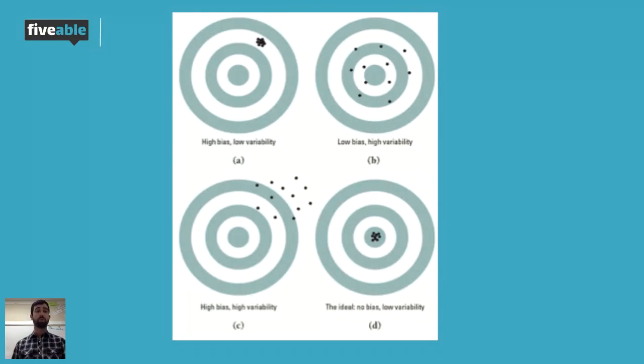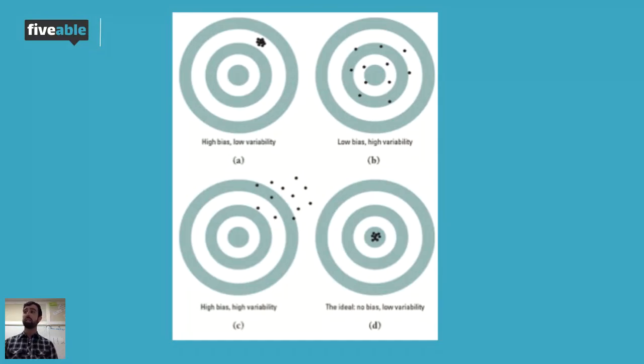So this is the image I show my students just to get the idea of what it might look like to have bias or high variability when it comes to sampling for a sampling distribution. If you look at A, you're going to see high bias and low variability, essentially meaning we're off all the time when it comes to our samples, but with low variability, meaning our samples are in the same area most of the time.